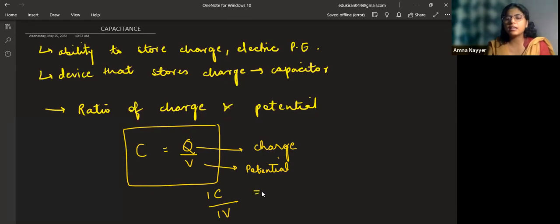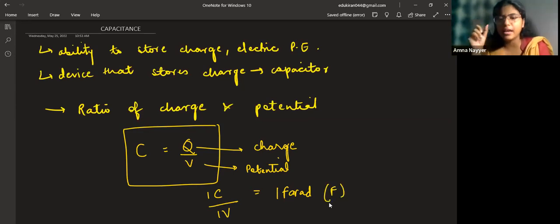We use this and call this unit 1 farad. You must have heard of the scientist Faraday. Based on this, we have the unit farad. This is represented by the capital letter F. So 1 farad we'll use. So 5 farad, you will be seeing these kinds of examples.